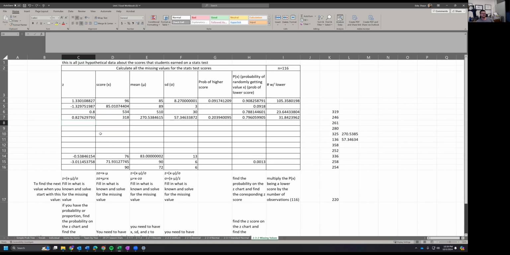But yeah, putting it on your formula sheet in a way that you can replicate it in Excel is something that'll be really beneficial to you.